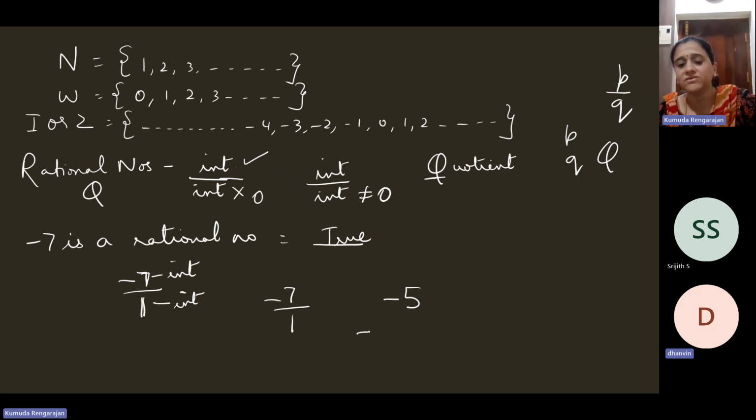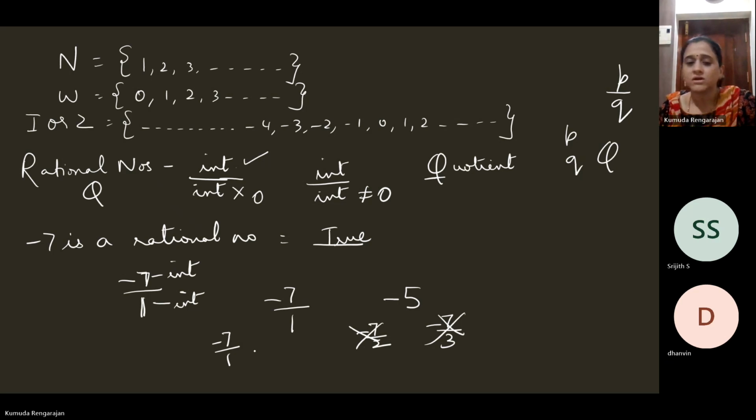See, you cannot treat -7 as -7 by 2. -7 is not -7 by 2. -7 is not -7 by 3. But you can always write -7 as -7 by 1. You cannot write -7 as -7 by 0. So for any number, you can take the denominator as 1. It doesn't change its value. So when it's -7, you should treat it as -7 by 1.